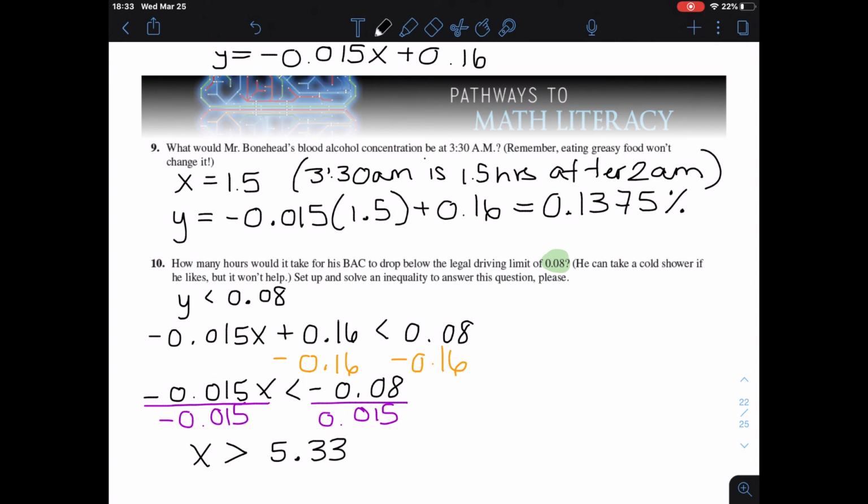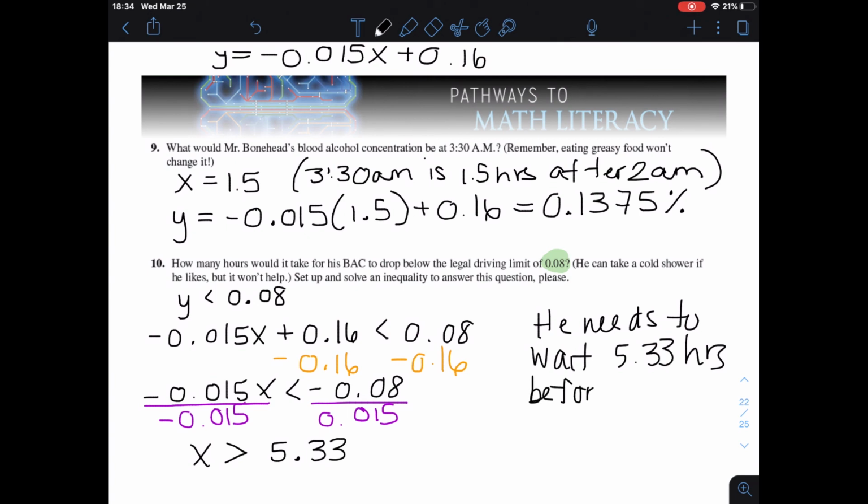So what that tells us is he needs to wait 5.33 hours before his BAC is under 0.08%. So he has to wait that long until he's under the legal limit.